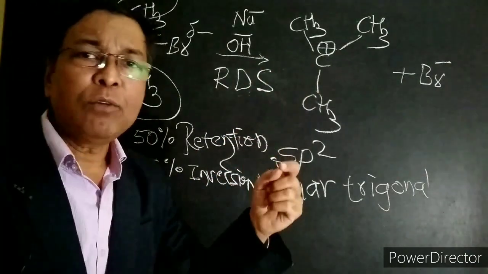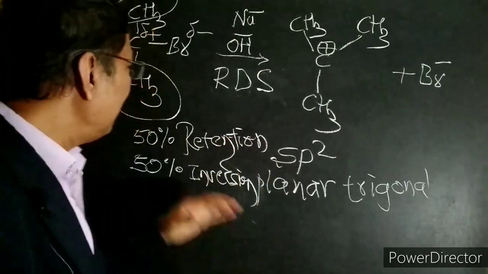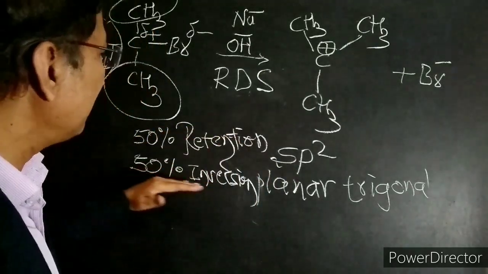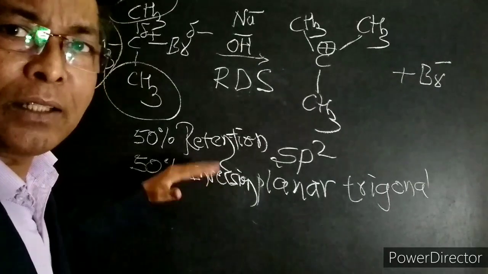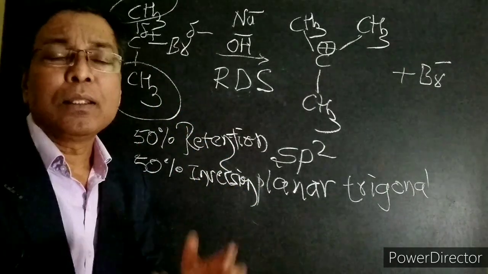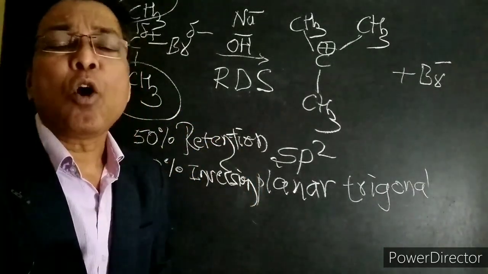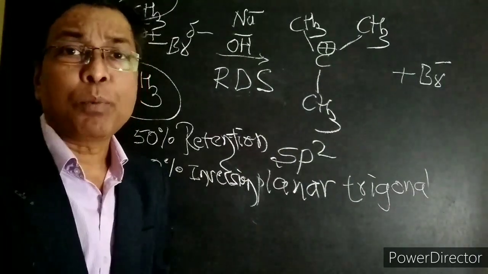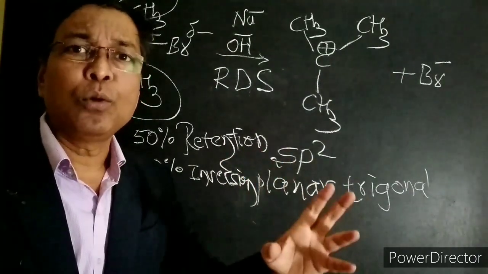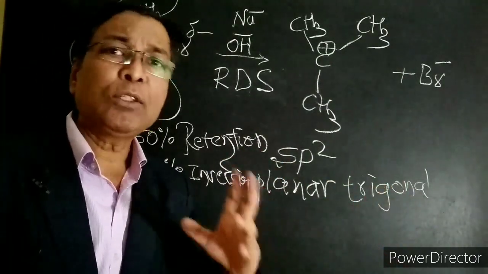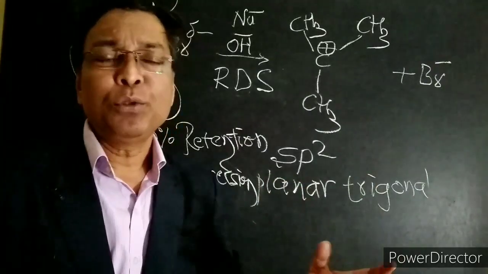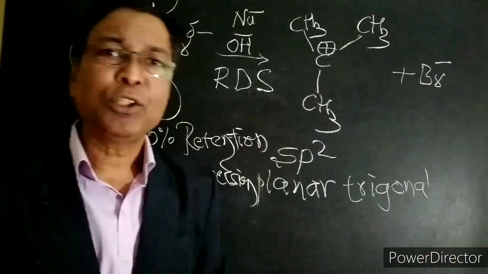Therefore, in SN1 reaction, we get a mixture of 50% retention and 50% inversion configured products. As a result, the product is optically inactive. The product does not show optical activity. What is optical activity? That we are going to study in detail in the next video.